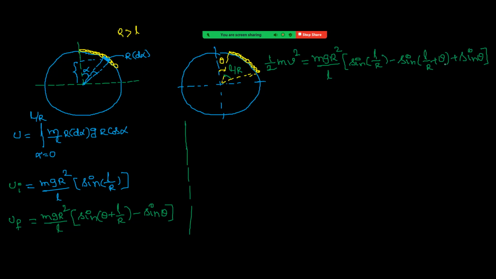Next, coming to the third part, find the tangential acceleration dv by dt of the chain when the chain starts sliding down. That means theta equal to 0. Now see what I am doing in that. We can cancel m here.